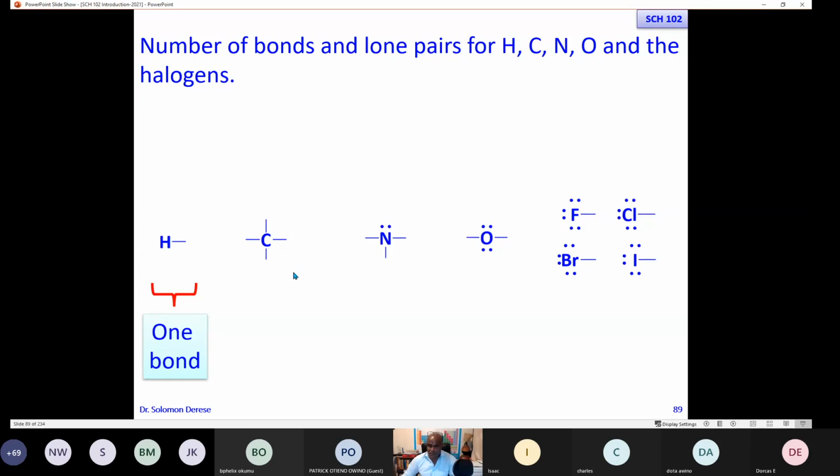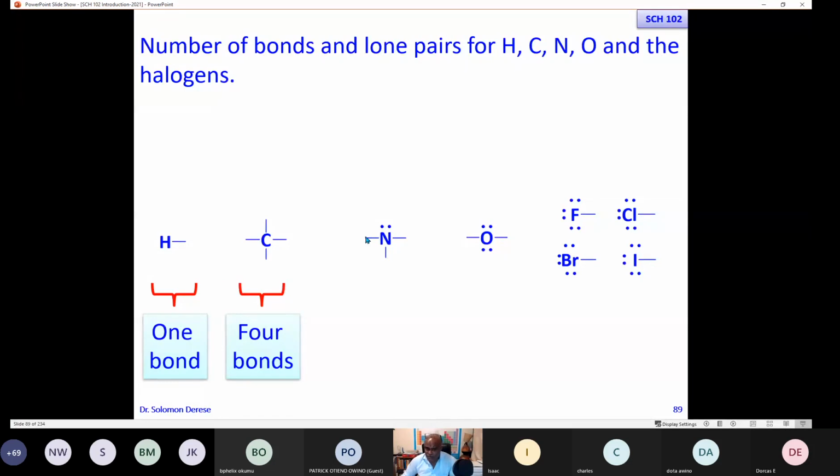Then if you look at carbon, carbon has 4 electrons in its valence shell. To have the electron configuration of the corresponding noble gas, or an octet of electrons, it needs 4 additional electrons. So that's why carbon forms 4 bonds to have those additional electrons.